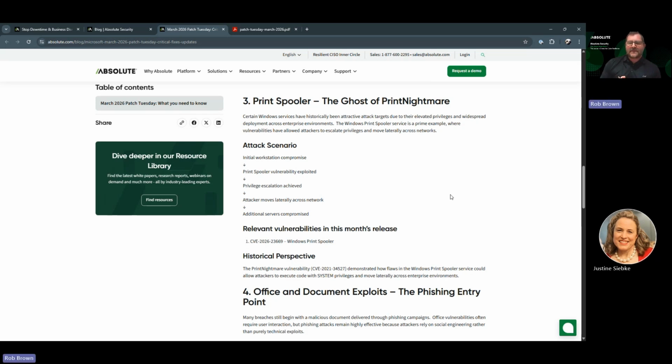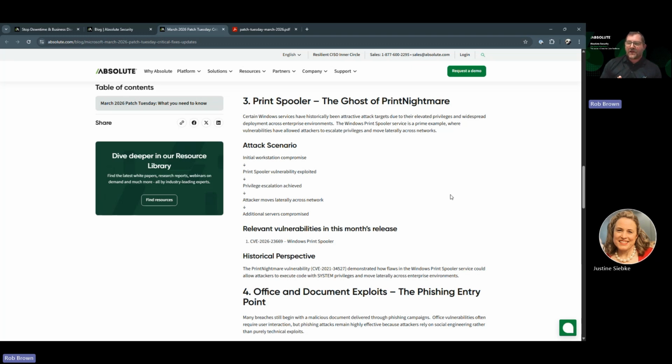The print spooler is probably, if not the most important service in any organization where printing is required. If you are printing to a network printer, if you're printing to a local printer, even if you're printing to a PDF, you may use the print spooler. It's a prime example of vulnerability that exists on pretty much every single operating system, and it can allow attackers to escalate privileges across your organization.